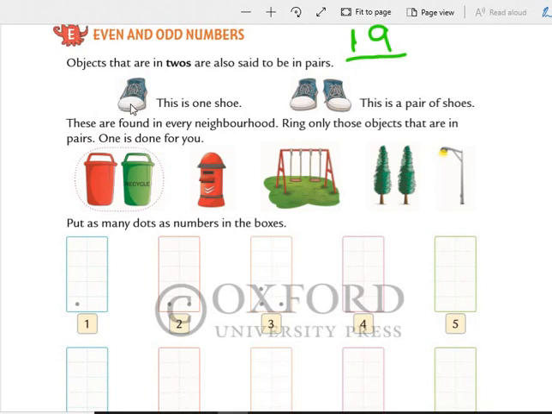Now look here, there is one shoe and there are two shoes. When there are two shoes together, this is a pair of shoes. Here there are some pictures given, things found in your neighborhood. What you need to do is ring, that is circle, the objects which are in pairs. Look at these dustbins, they are already in pairs and already circled. Look at the letter box, there is only one, there is no one more letter box, so it doesn't make a pair. Now the swings make a perfect pair of 2 because there are 2. Here there are 2 Christmas trees and here there is only one street lamp. So the letterbox and the street lamp do not make a perfect pair of 2.